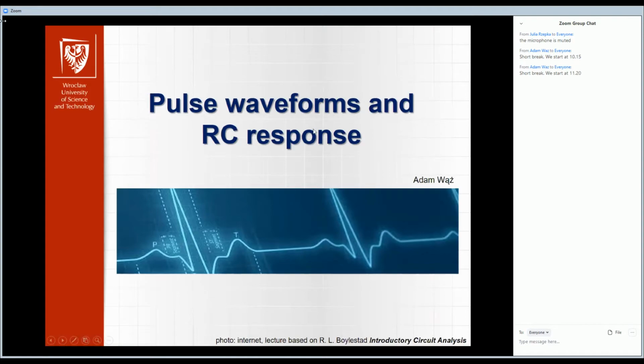Okay, so first, I can say that this lecture is based on the first book, Boylestad, Introductory Circuit Analysis. I think this book is much better for beginners, but the Irwin book, which I use for the Laplace transform, is more concrete, more heavy. This book is lighter. It is another point of view on this topic. Okay, so let's go.